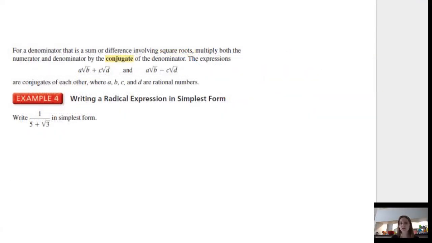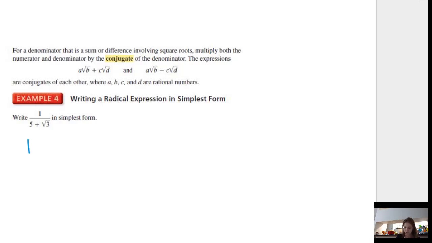Next part of this lesson, for a denominator that is a sum or difference involving square roots, multiply both the numerator and denominator by the conjugate of the denominator. The expressions a radical b plus c radical d and a radical b minus c radical d are conjugates of each other, where a, b, c, and d are rational numbers. So what we're going to do in example 4 is write a radical expression in simplest form. And right now, this radical expression has a radical in the denominator. You have 5 plus the square root of 3.